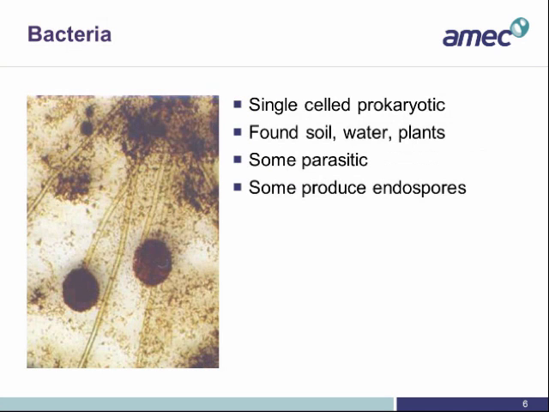Bacteria, they're single-celled prokaryotic, meaning they have no nucleus. They're also found everywhere, quite ubiquitous. Some are parasitic. Some also produce endospores. And they're a little different from fungal spores in that they're not reproductive structures, but they allow the bacteria to remain dormant for periods of time. So anthrax, for instance, we're familiar with the white powder of anthrax and the issues that occurred maybe 10, 15 years ago. So those were endospores.